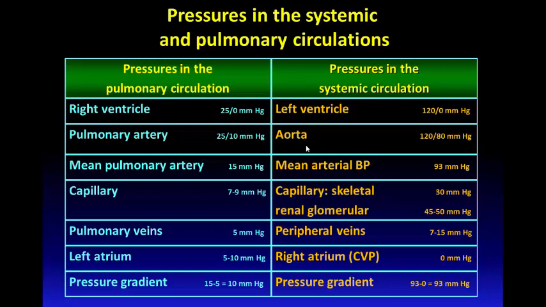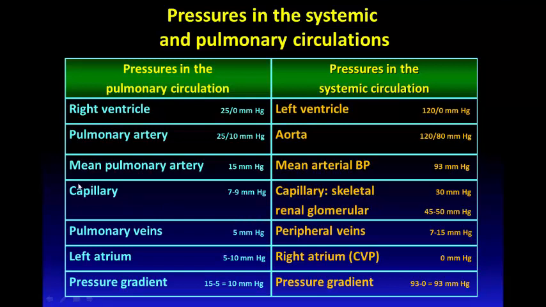Thus, the pressure in the aorta should be 6 to 7 times higher than the pressure in the pulmonary artery in order to overcome the high resistance in the systemic circulation. Hence, the left ventricle should work harder than the right ventricle in order to generate the higher pressure required to overcome the systemic vascular resistance. The mean pulmonary artery pressure is approximately 15 millimeters of mercury, and the mean systemic arterial blood pressure is approximately 93 millimeters of mercury, and we have described how we calculate the mean arterial pressures.